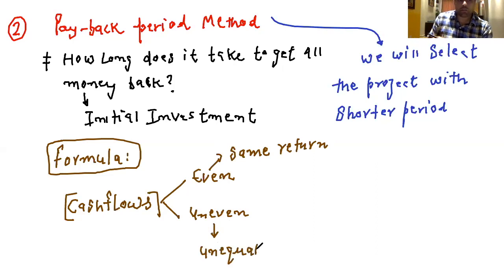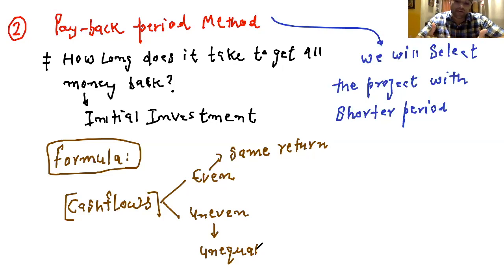Unequal cash flow. Let's say first year 1,000, second year 2,000, third year 500, fourth year 100, right? So cash flows are uneven. Okay. Now, uneven example is much more practical.